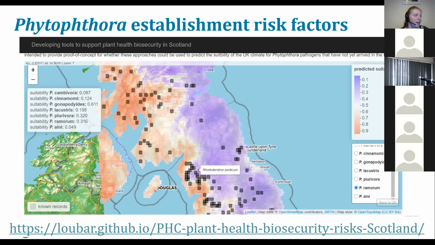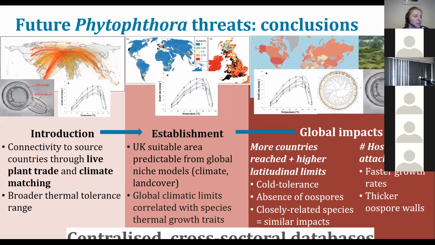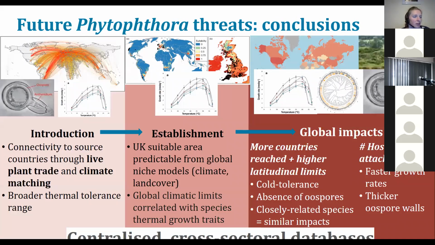And then to summarize, these are some of the insights we gained across these different trait-based analyses of Phytophthora invasion threats. We found that risk of arrival is a function of live plant imports from the source ranges of Phytophthora species. And that climate matching was also important in explaining new Phytophthora detections. But the importance of trade connectivity and arrival varied across Phytophthora species, and those with broader thermal tolerance ranges were more likely to arrive with increased trade.